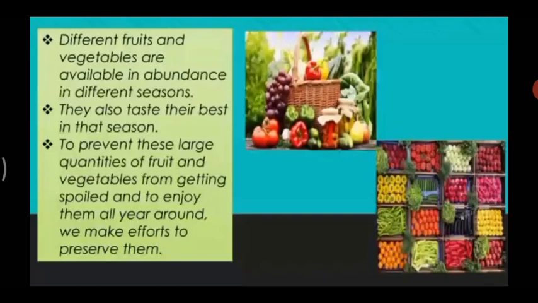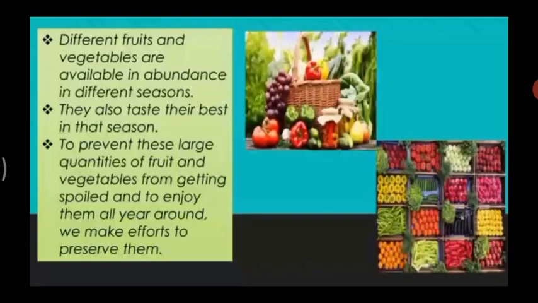Now, different fruits and vegetables are available to us throughout the year, right? Though the season may change, these fruits and vegetables are still available to us. They also taste their best in their own season. Suppose you take the example of mango. You get mango in the summer season, and when you eat it in the summer season, it tastes the best.